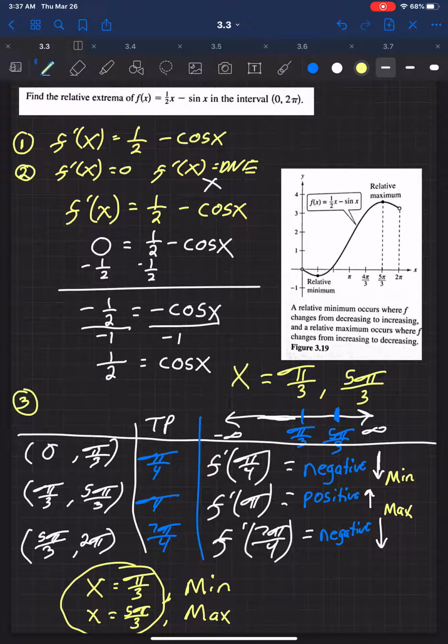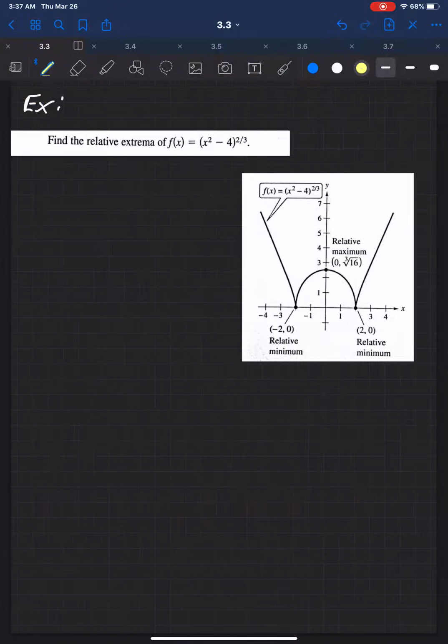Asking the question of what is the relative minima is really a question of the y value. So there's a minimum at the point pi over 3 something. I don't have a calculator readily available, so if you plug pi over 3 in for your original function, you would find whatever y value that is. And there's also a maximum when x is 5 pi over 3. Again, I don't have a calculator, but if you were to plug that into your original function, you would find that maximum.